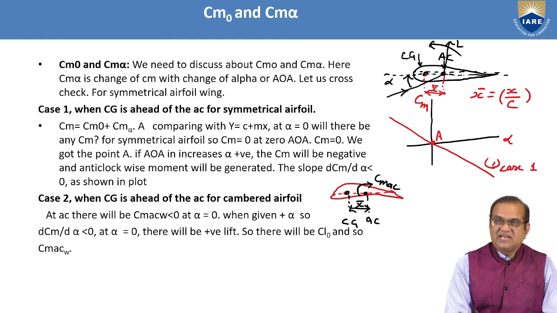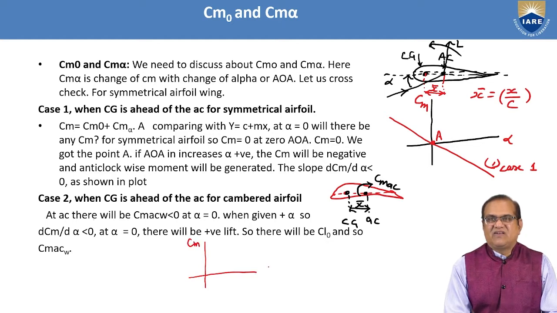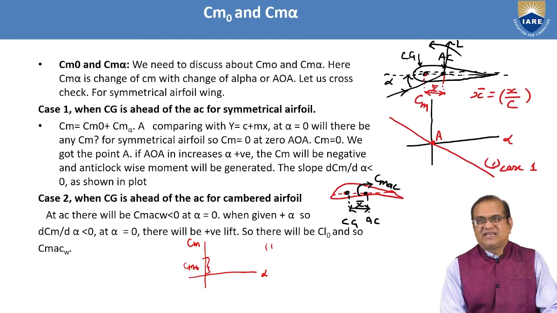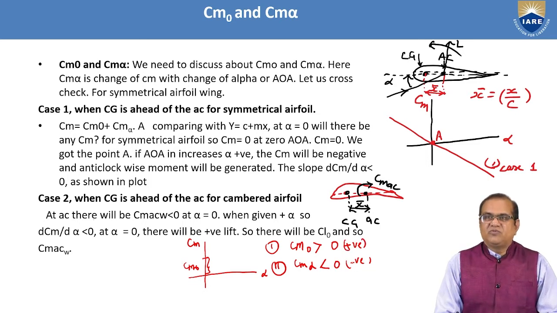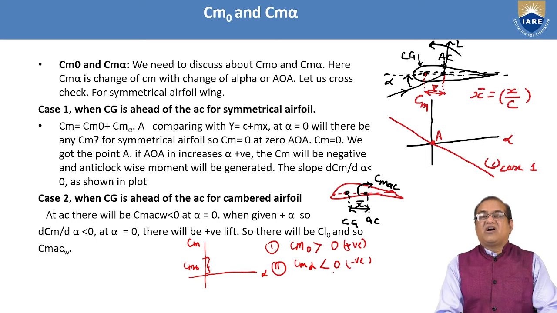So first, I am drawing Cm versus alpha. Cm naught means this is at alpha 0. It should be somewhere here, positive. So this is called Cm naught. The first condition of longitudinal stability is that it is greater than 0. And the second condition is that Cm alpha should be less than 0. Here I will write positive and here I will write negative. If we are able to make it like this, it means the aircraft is longitudinally stable.